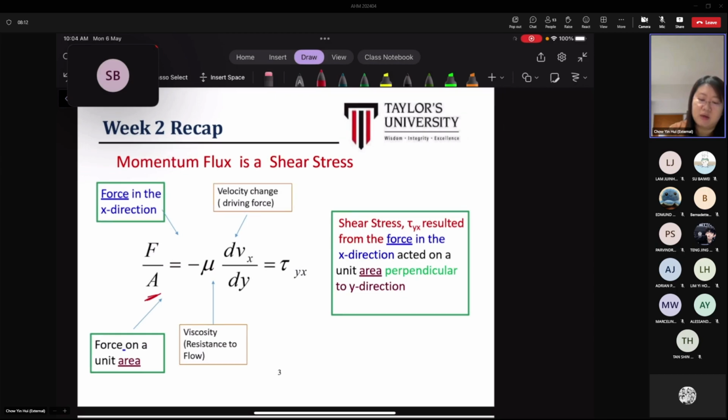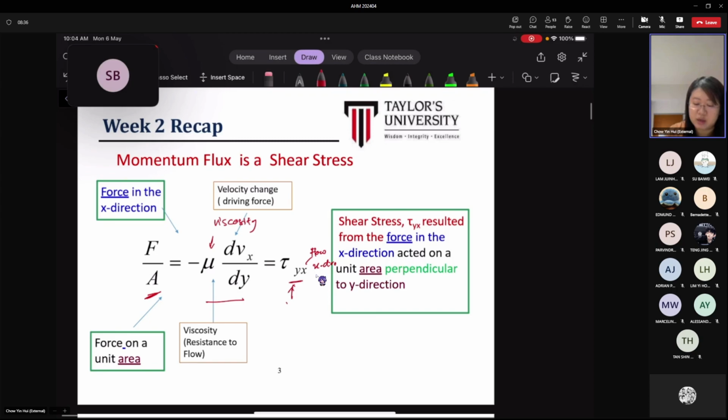If it's a Newtonian fluid, then it should obey the Newtonian law of viscosity, which is equivalent to negative mu, the viscosity, multiplied by the shear rate. Let's say it's a flow in the x direction, where the momentum is transferred through a plane that is perpendicular to the y direction. This refers to the plane.